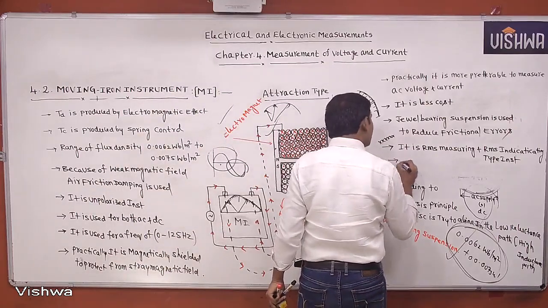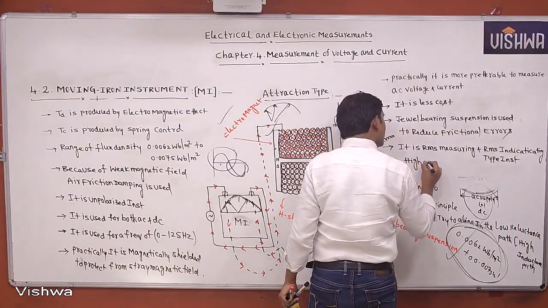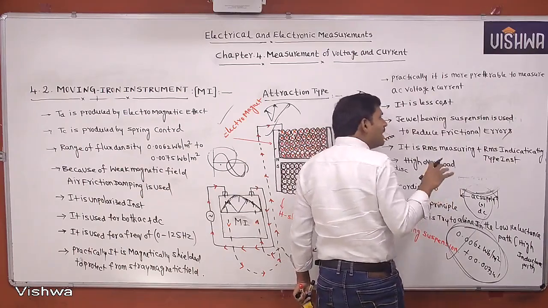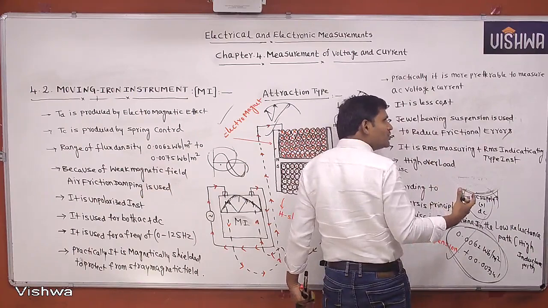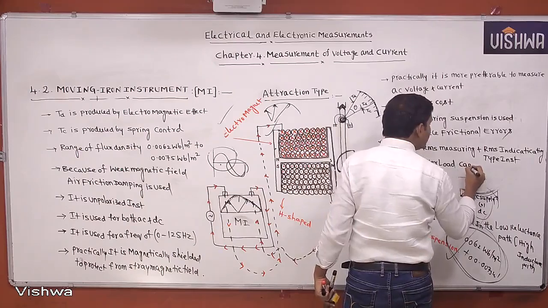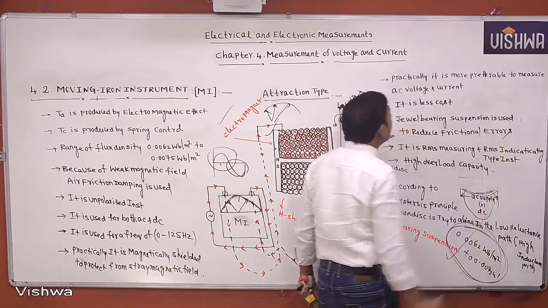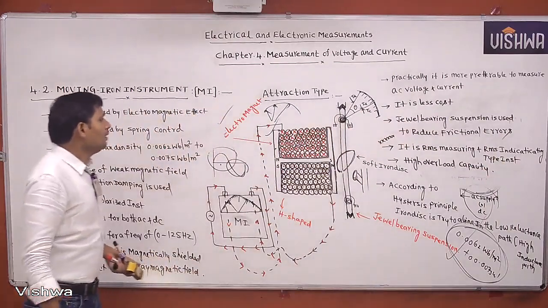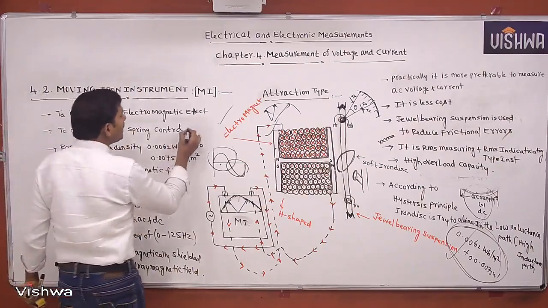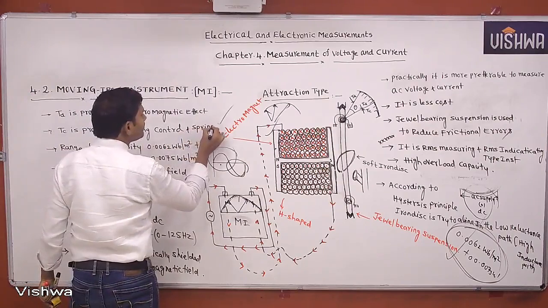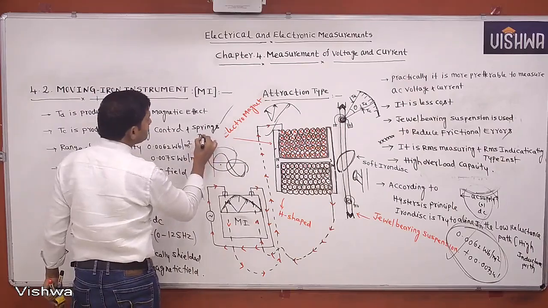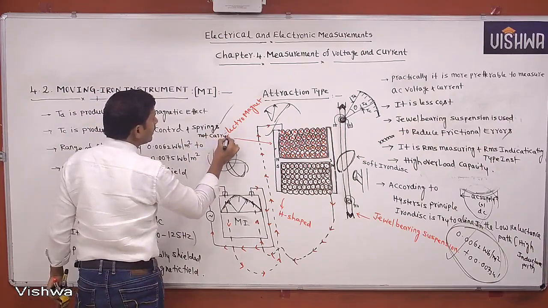Then this MI instrument has high overload capacity. If any high voltage or high current is allowed through the meter, beyond that rating also, it has overloading capability. It can withstand those high currents and high voltages. Also, the torque is produced by spring control and the springs do not carry the current. That point also remember. In the case of PMMC, the springs carry the current, but here the springs do not carry the current.